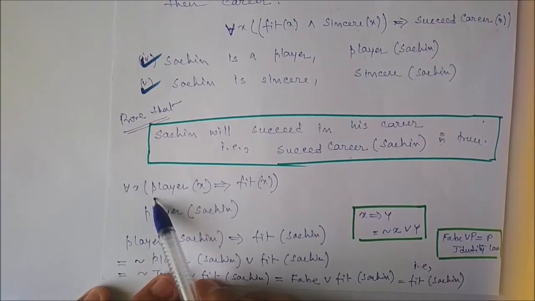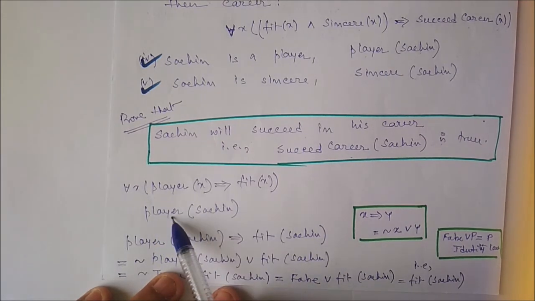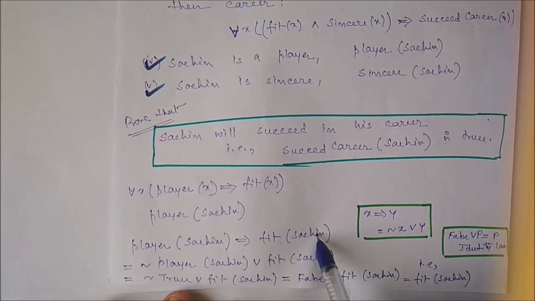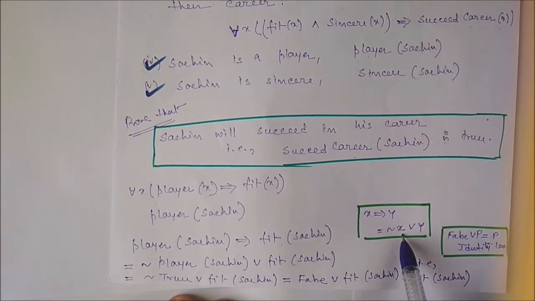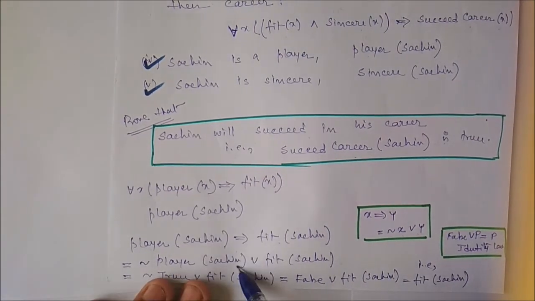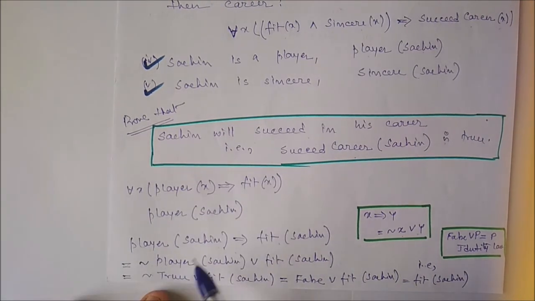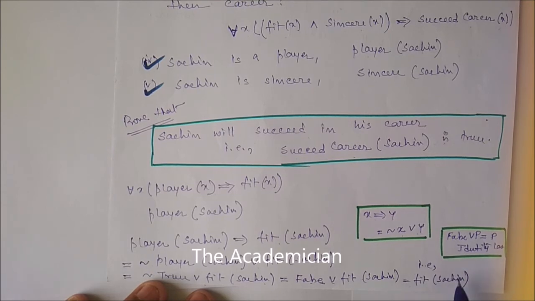For all x, Player(x) implies Fit(x). Sachin is a player, so Player(Sachin) implies Fit(Sachin). We apply this formula: x implies y is not x or y. So not Player(Sachin) or Fit(Sachin). Player(Sachin) is given, it is true. So not true or Fit(Sachin). Not true is false, and false or Fit(Sachin) is Fit(Sachin). So Sachin is fit, it is true.